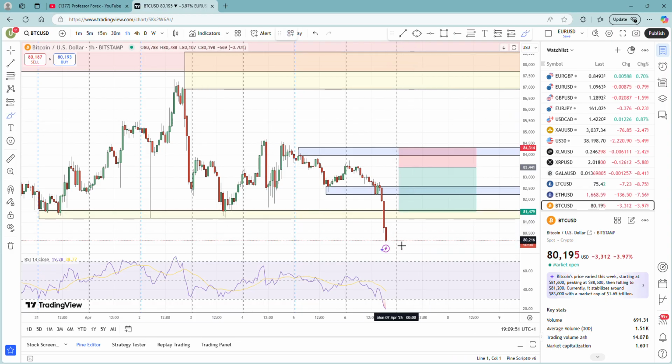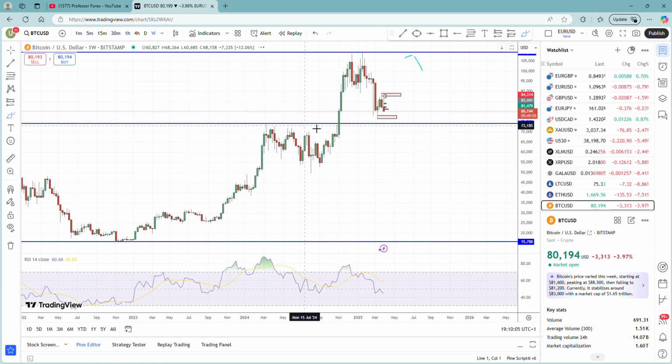So I do expect it to retrace to this level and then go back down, or it could retrace and then make a higher low and go back up. So we'll have to wait and see how it plays out. So that's my intraday trading. That's how I'll break down Bitcoin if I want to trade intraday.